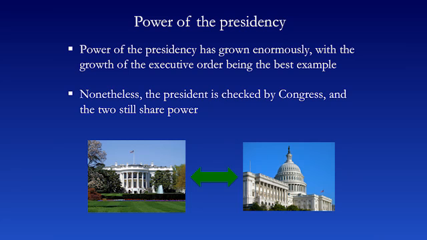Professor Peterson, how would you sum up our discussion of presidential power? Well, there are soft powers and there are hard powers. Both have grown in significance continuously throughout the 20th century. Nonetheless, the president is still checked by Congress because Congress funds the government. It decides whether or not there will be a budget for the next year. And that power is unchallenged by presidents. And so there will always be a sharing of power.